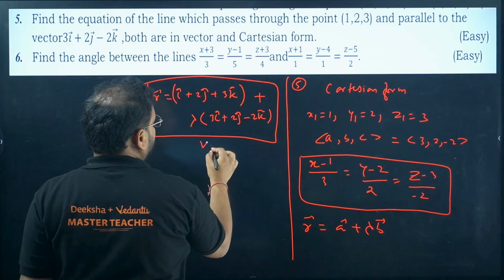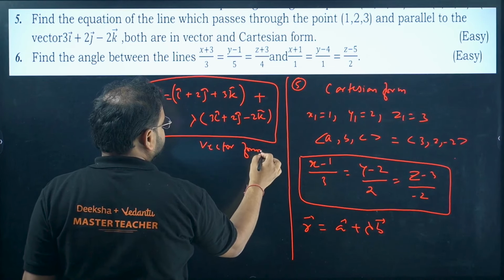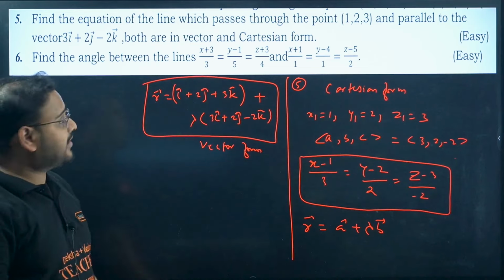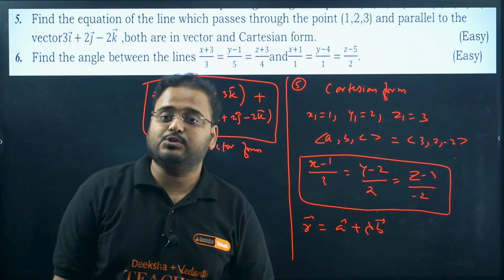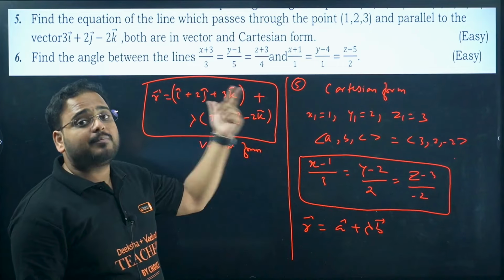This right here is your vector form of the line passing through the point (1, 2, 3) and parallel to the vector 3i cap plus 2j cap minus 2k cap. This represents the parallel form. This is the position vector of the point it passes through.